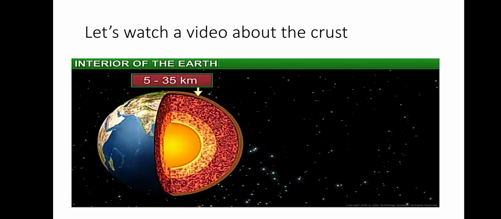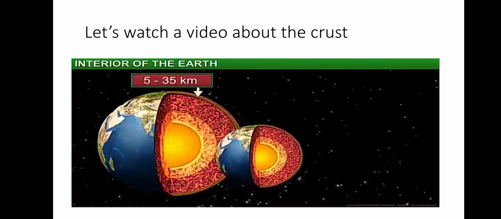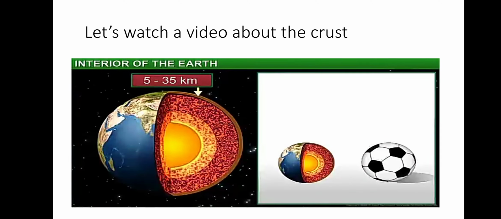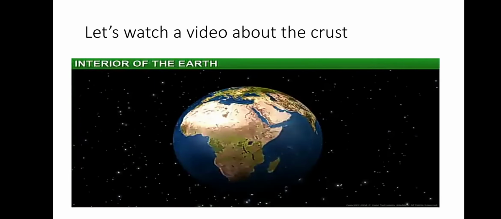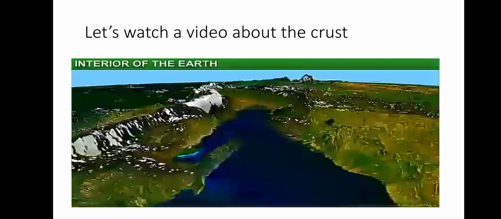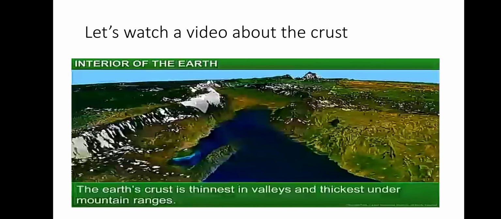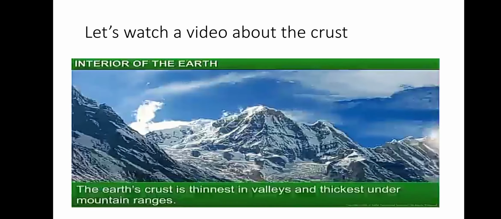Suppose the Earth was scaled down to the size of a football. Can you guess how thick the crust would be? It would be about half a millimeter thick. The Earth's crust is at its thinnest in places such as the Rift Valley in East Africa and thickest under mountain ranges.